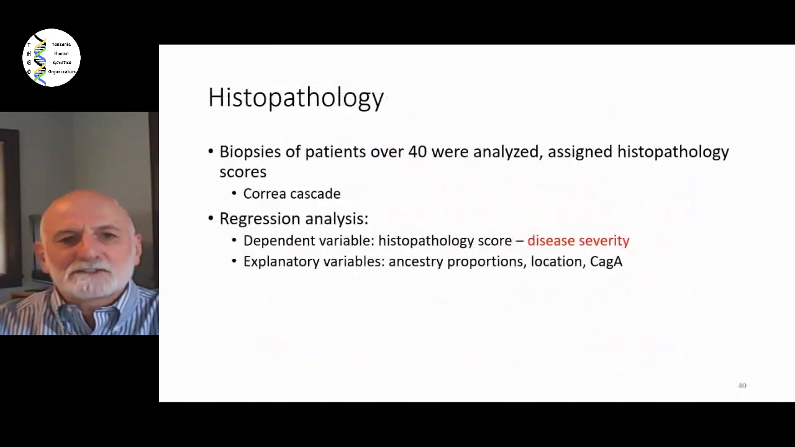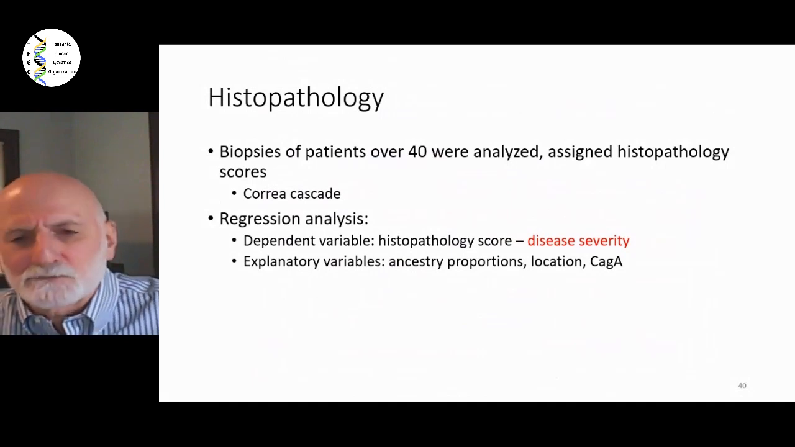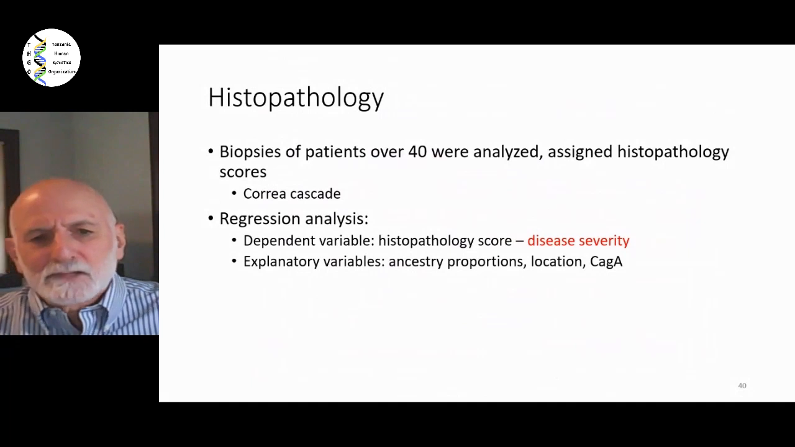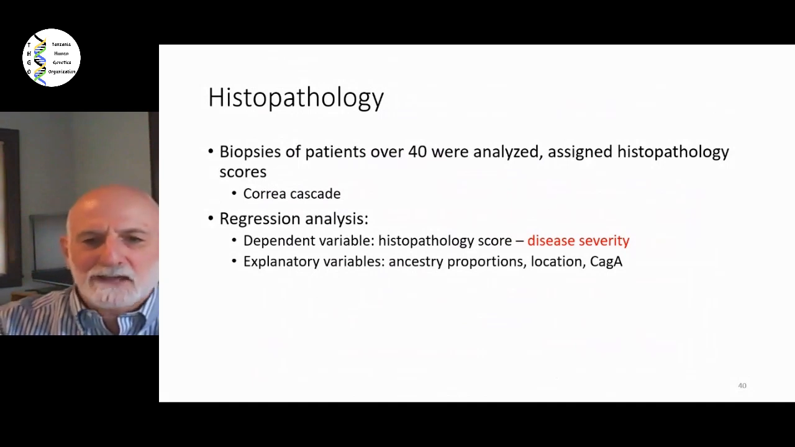So we had biopsies on everybody who was over 40, using this Correa cascade on a scale of 1 to 6, and we simply did regression analyses. We also did ordinal regression, but I'll present the linear regression results because the results are virtually identical. We used the histopathology score, that 1 to 6 score, as our dependent variable, as a measure of disease severity. And we looked at ancestry proportions, location, and CagA, this gene, which has been consistently shown to associate with risk of cancer.